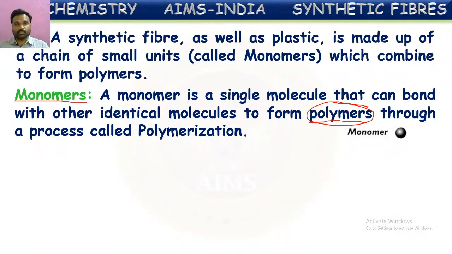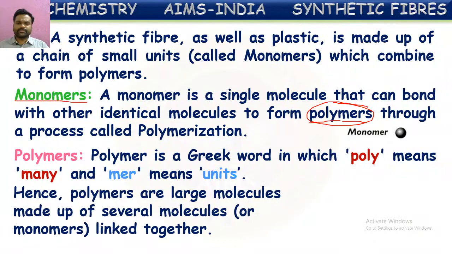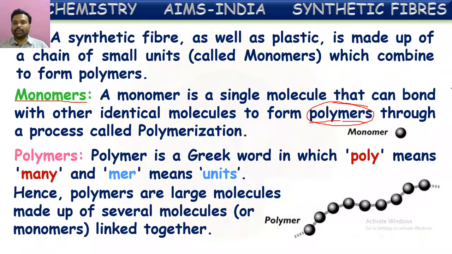So let us see what the polymer definition is. Polymer is a Greek word in which poly represents many and mer represents a unit or a molecule. So polymer is nothing but many molecules formed from unit molecules or monomers. Hence polymers are large molecules made up of several molecules linked together. So we can represent a polymer like that. We showed here monomer means single molecule. So many single molecules are combined together to form a polymer.